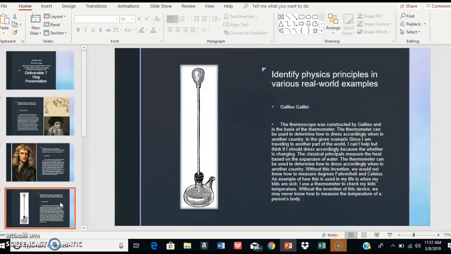Galileo Galilei. The thermoscope was constructed by Galileo and is the basis of the thermometer. The thermometer can be used to determine how to dress accordingly when in another country. In the given scenario, since I am traveling to another part of the world, I can't help but think if I should dress accordingly, because the weather is changing.